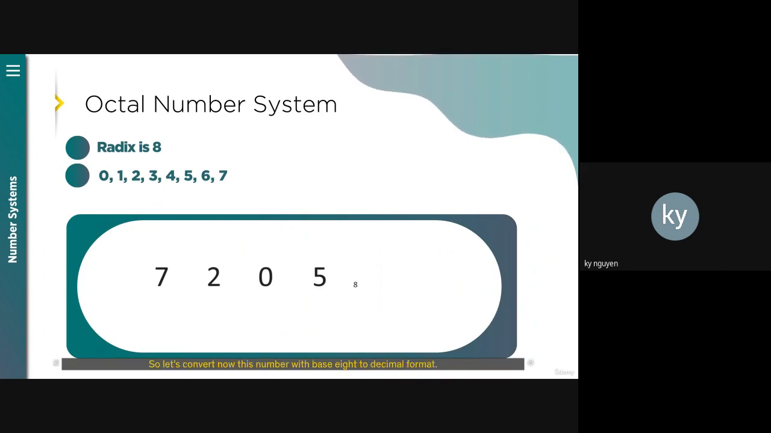So let's convert now this number with base 8 to decimal format. The same algorithm. Let's draw lines to see ranks. Starting from left, we have 7 multiplied by the base of the number system, which is 8, to the power of rank, and so on. Let's add these numbers together. Here it is. We converted the octal number to decimal. You can use online converters to verify.